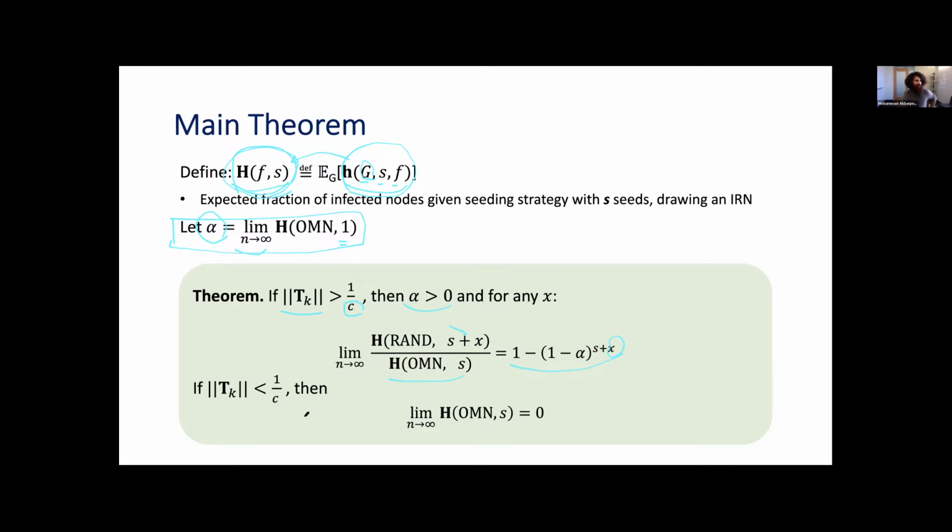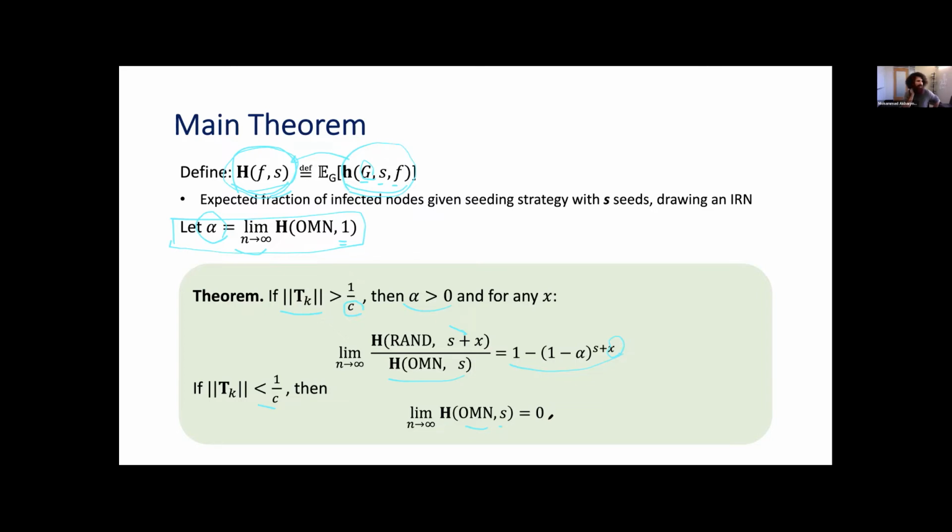The second part of the theorem says, what if this largest eigenvalue of the types network times C is less than 1? In that case, even omniscient with any constant number of seeds cannot inform a positive fraction of the nodes. Okay, so even omniscient cannot really do much in the state of the world that the reproduction number is less than 1.